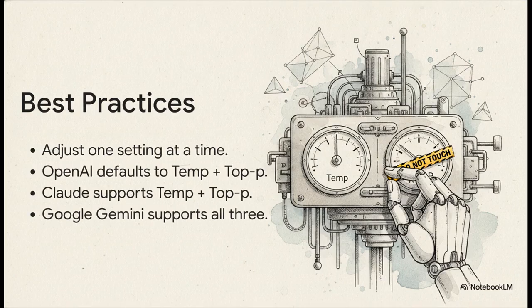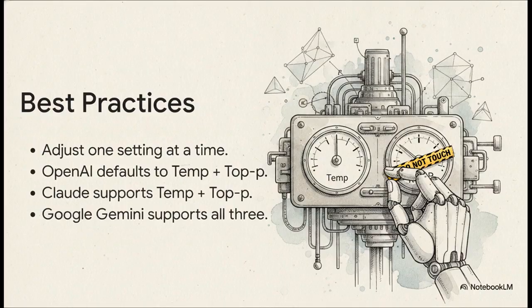If you look at the major players, OpenAI uses a combination of temperature and top P by default. Anthropic's Claude supports both as well. And Google's Gemini models actually support temperature, top P, and another highly specific variation called top K. The major takeaway here? Just stick to adjusting your temperature first until you get a true feel for how the model behaves.